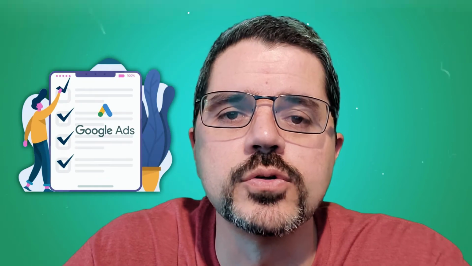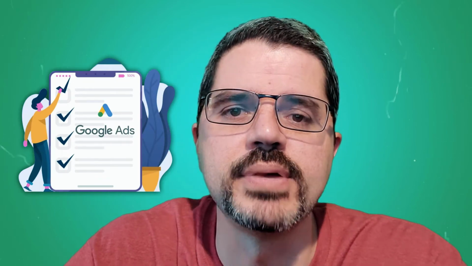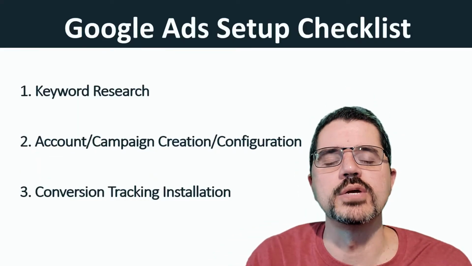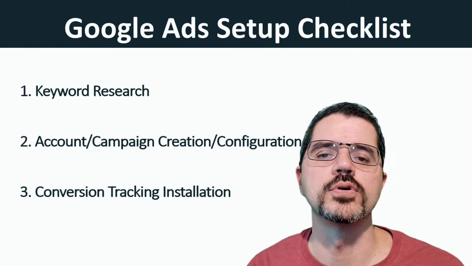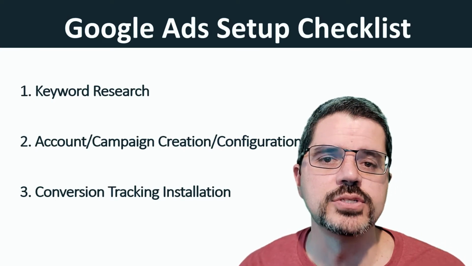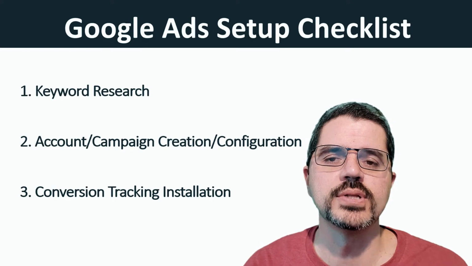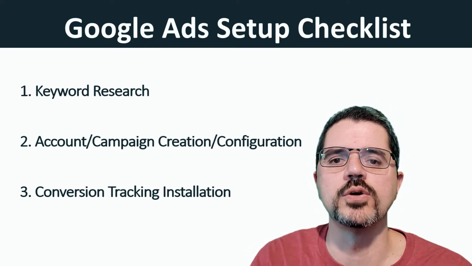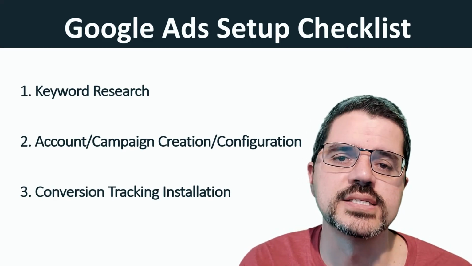Hey guys, this is the third part in the three-part series for configuring your Google Ads account and campaigns. In the first part we went over keyword research. In the second part we went over the configuration and creation of accounts and campaigns in Google Ads, and in this video we're going to go over conversion tracking installation. All right, so let's jump right into it.